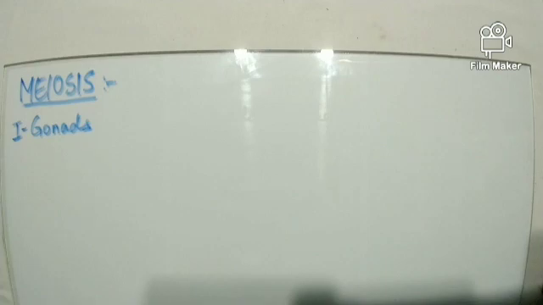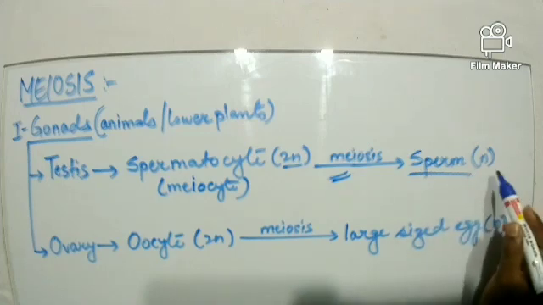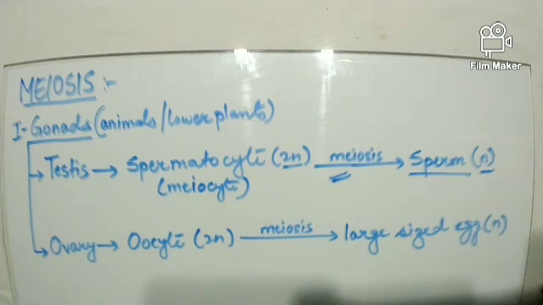Now let us talk about meiosis in animals and certain lower plants. What are these meiocytes in these animals and lower plants? First let us talk about the gonads, that is testis and ovaries. Testis is basically found in males and ovary in females. In case of testis, the meiocyte is the spermatocyte, which is represented by 2n, that means it is diploid. When these spermatocytes undergo meiosis, it gives rise to the sperm, represented as n, that means it is haploid.